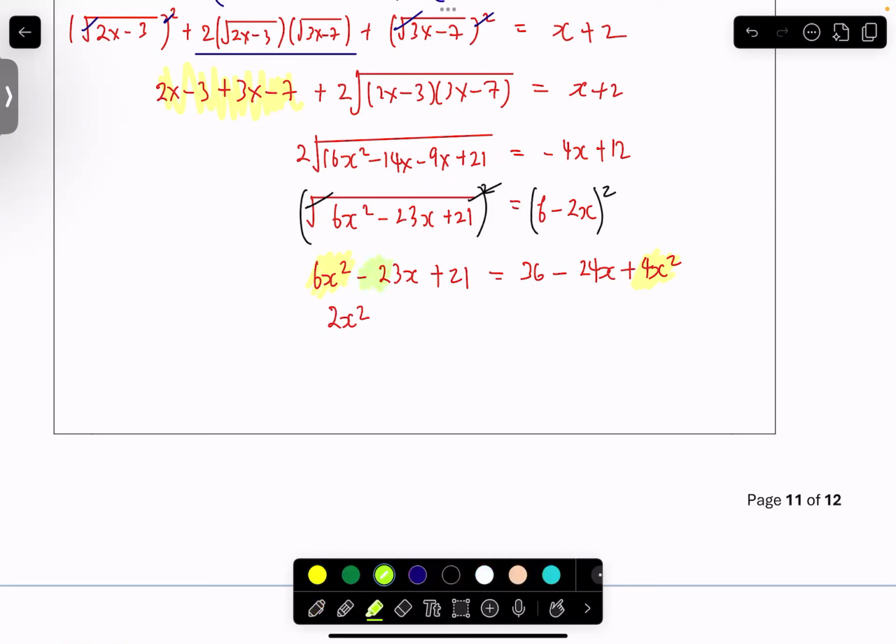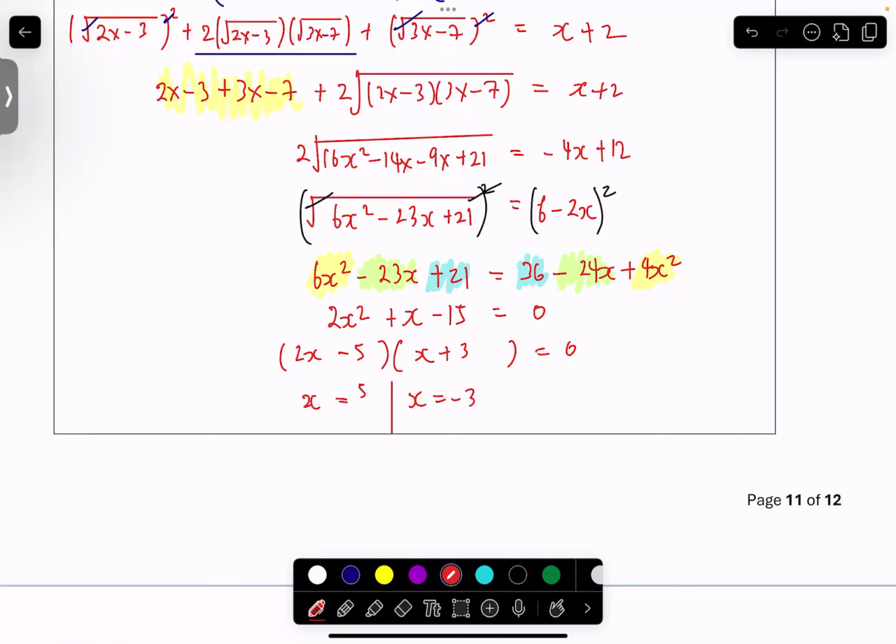Minus 23x and minus 24x shifts over, becomes plus x. Lastly, we have positive 21, shifting the 36 over, that will give us minus 15 equals 0. So factorize: 2x minus 5 times x plus 3 equals 0. So x equals negative 3, x equals 5 over 2.